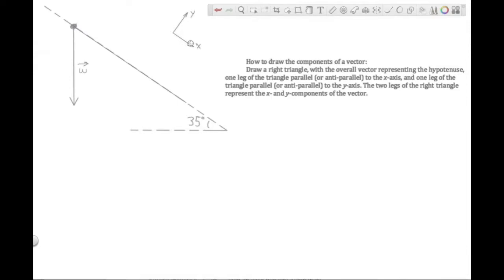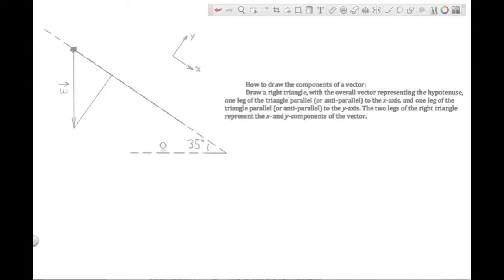And now we should draw the other leg parallel to the y-axis. So through the head of the overall vector, I'm going to draw a line parallel to the y-axis. So through the head of the overall vector, I've drawn this line parallel to the y-axis. So do you see how we accomplished what we wanted to? We've ended up with a right triangle where the overall W vector represents the hypotenuse. This is the hypotenuse because it's opposite to the 90-degree angle.